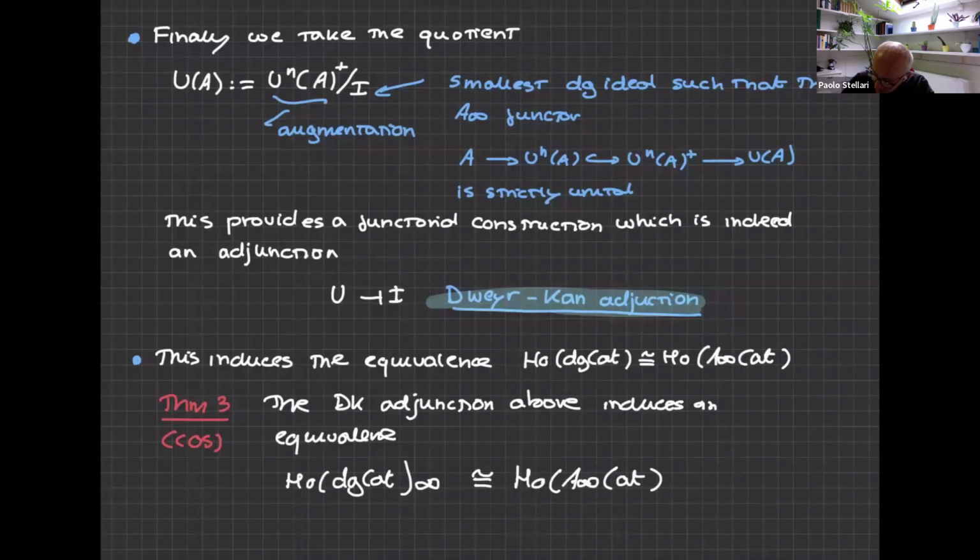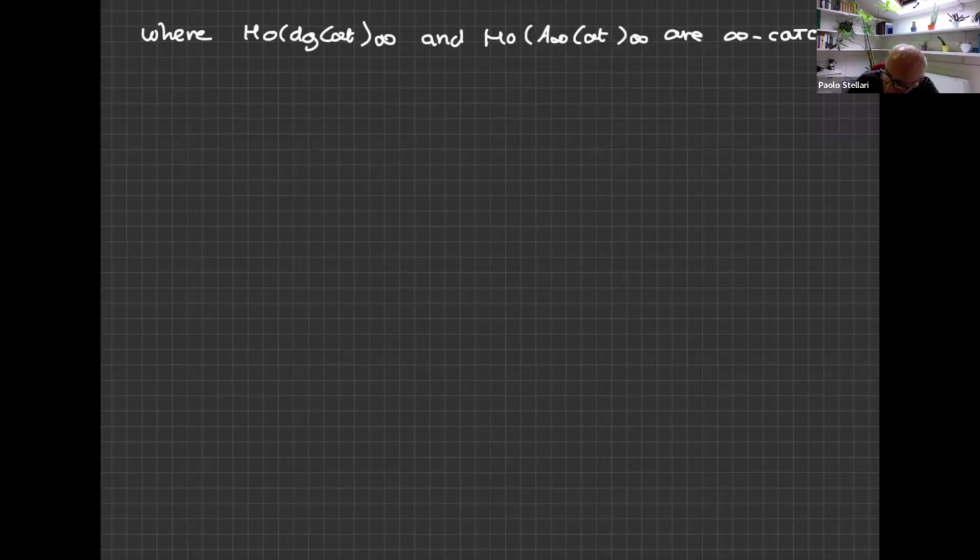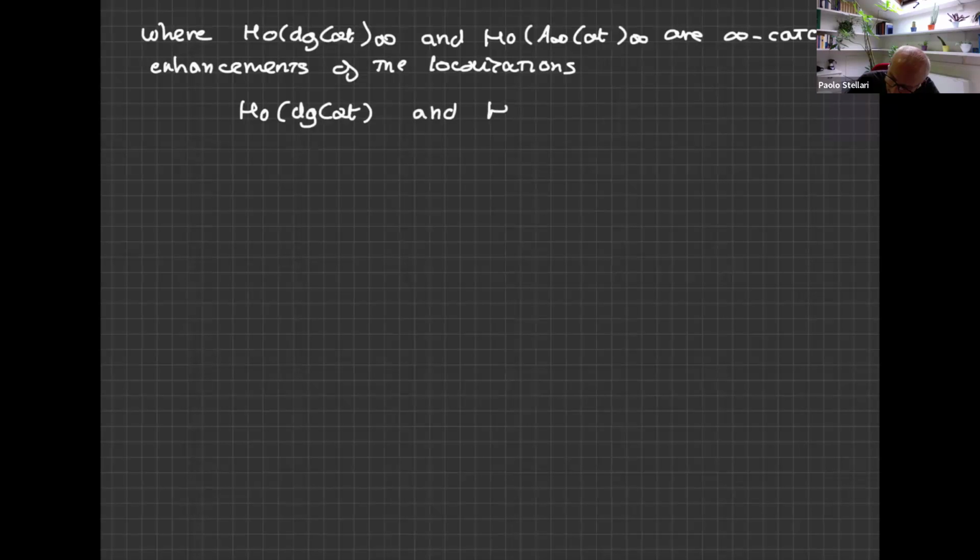So an infinity categorical equivalence between these two categories, which, maybe let me write it here: the infinity categories of dg categories and of infinity categories are infinity categorical enhancements of the localizations obtained by the nerve construction. So that's the standard thing.